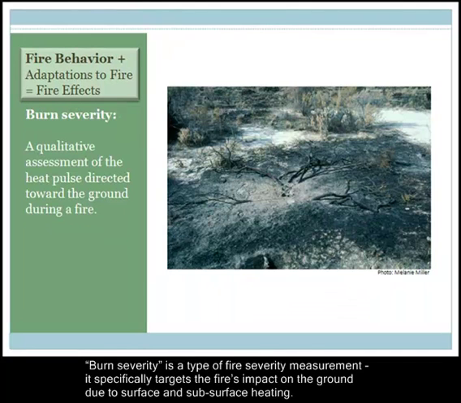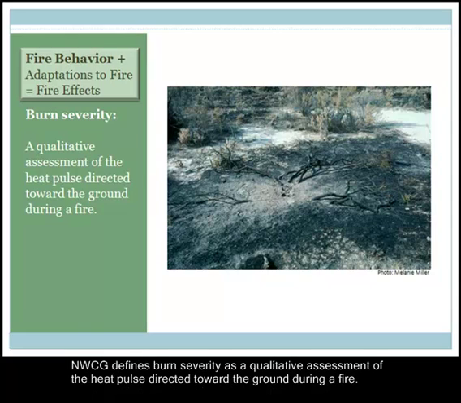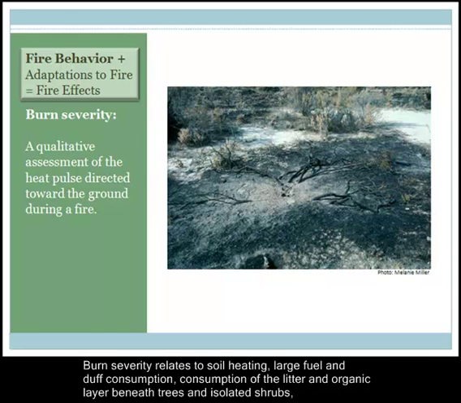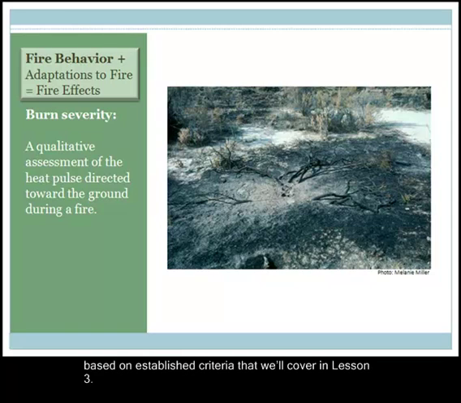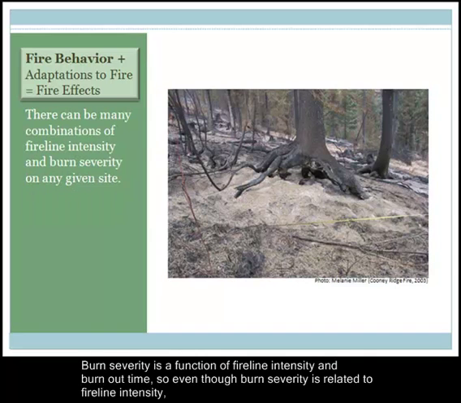Burn severity is a type of fire severity measurement. It specifically targets the fire's impact on the ground due to surface and subsurface heating. NWCG defines burn severity as a qualitative assessment of the heat pulse directed toward the ground during a fire. Burn severity relates to soil heating, large fuel and duff consumption, consumption of the litter and organic layer beneath trees and isolated shrubs, and mortality of buried plant parts. It can be classified into categories of low, medium, and high, based on established criteria that we'll cover in Lesson 3. Burn severity is a function of fire line intensity and burnout time.